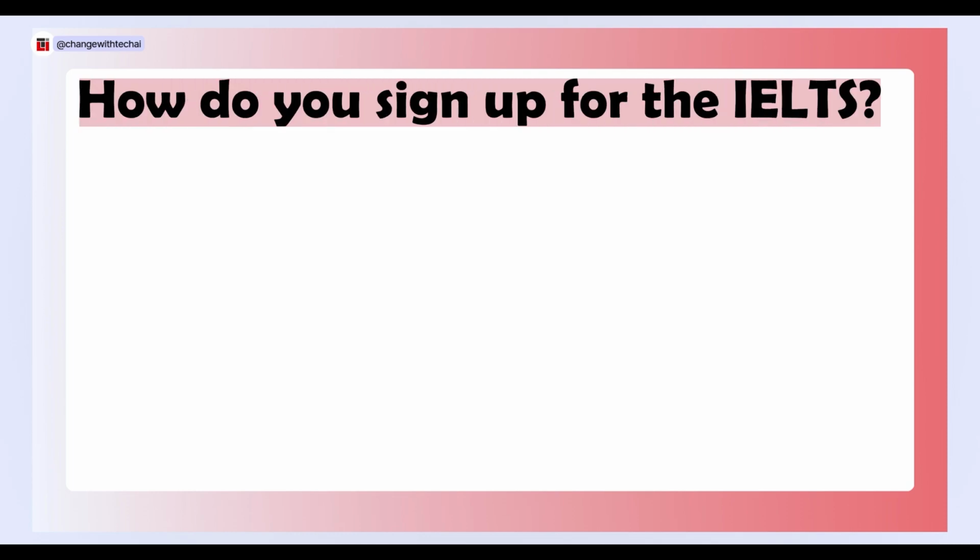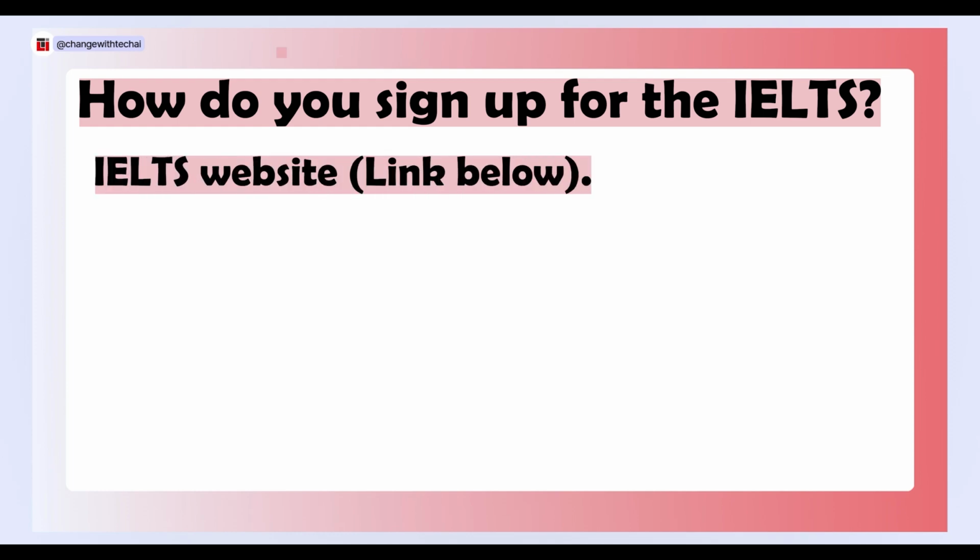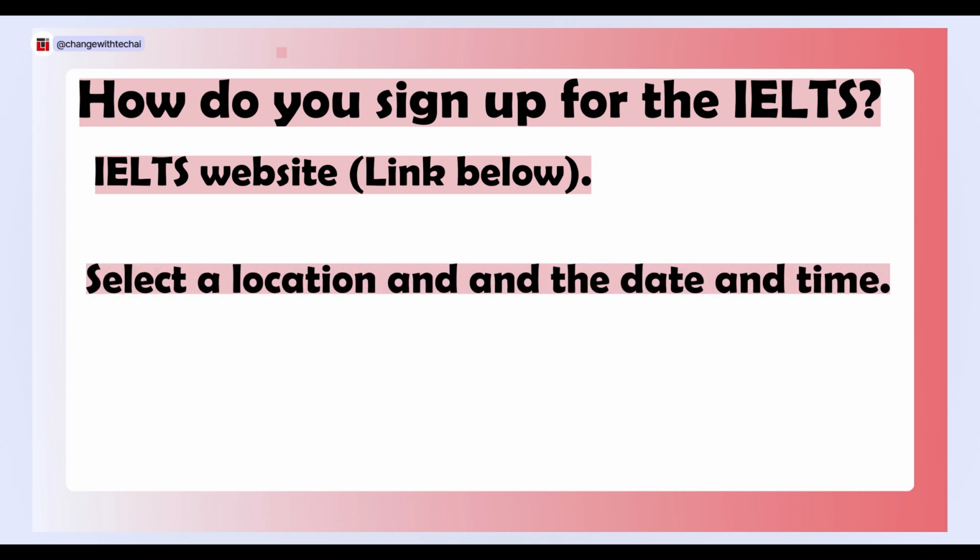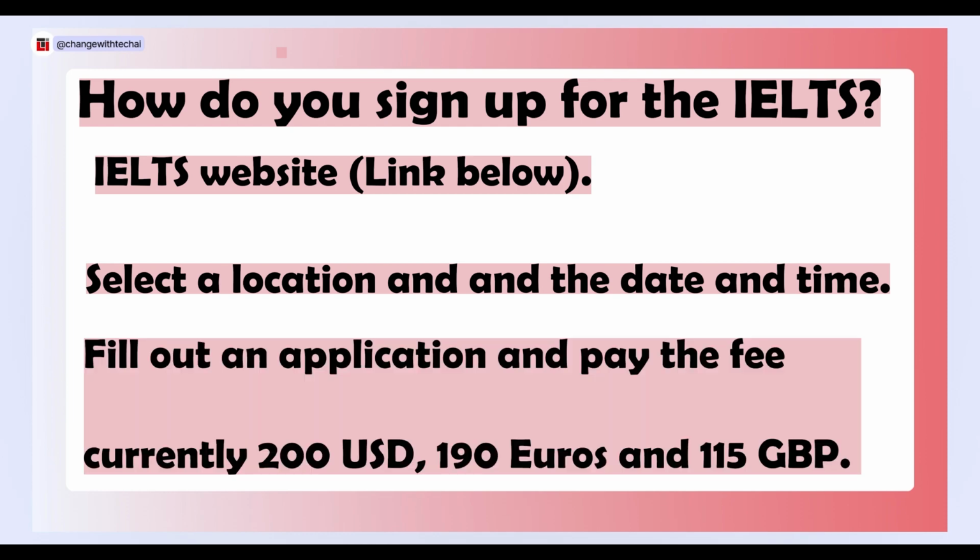How do you sign up for the IELTS? Well, again, I've provided a link below for you to follow to sign up for your test. You need to select a location and the date and time that you will take the exam. So that's something you need to decide ahead of time. Then you fill out a simple application and you need to pay the fee. The fee is calculated differently, obviously depending on where you are. Okay, but as of right now, if you're in the US, you'll pay $200 for the exam. It costs $190 currently and $115. You should check when you sign up for the exam on the current pricing information.